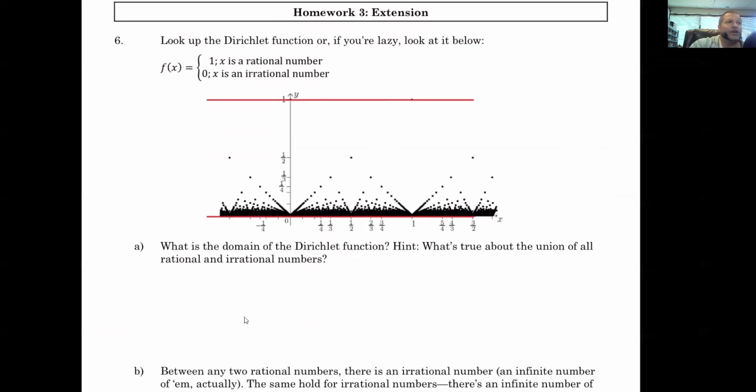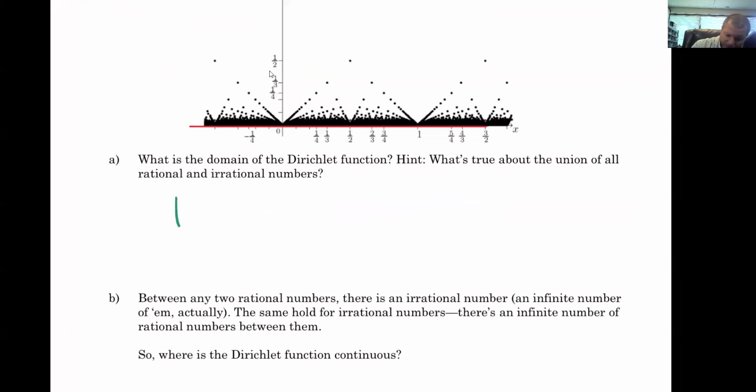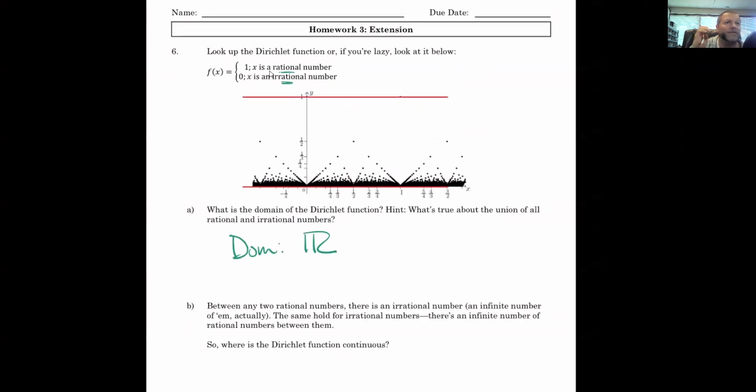So in terms of the domain, well, x is a rational number or x is an irrational number. If you took all the rational numbers and all the irrational numbers, oh, by the way, rational can be written as a ratio. This is fractions and decimals that end or repeat. Irrational is fractions that do not end or repeat, like pi and the square root of 2 and the cube root of 15. So if you put all the rationals and irrationals together, the domain is just going to be all real numbers. So you have a function that's defined for all real numbers.